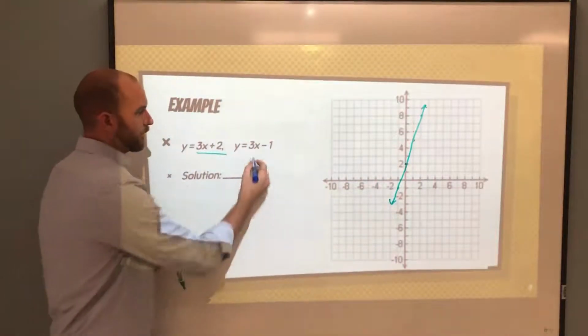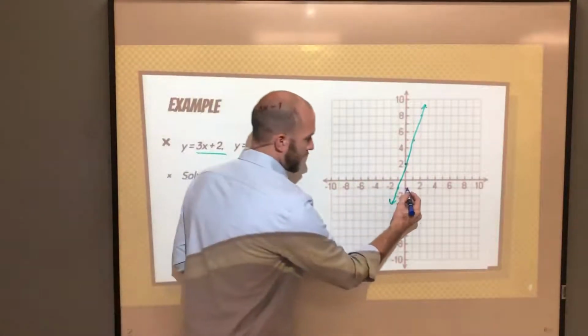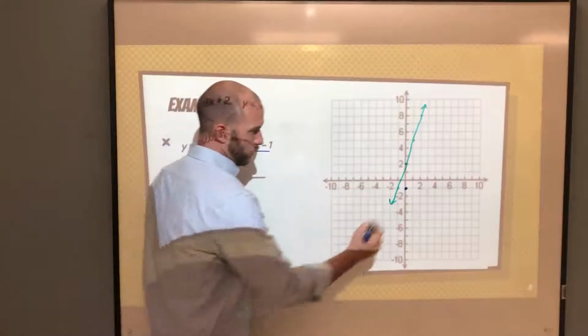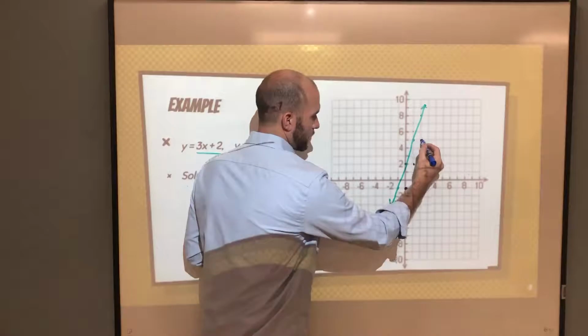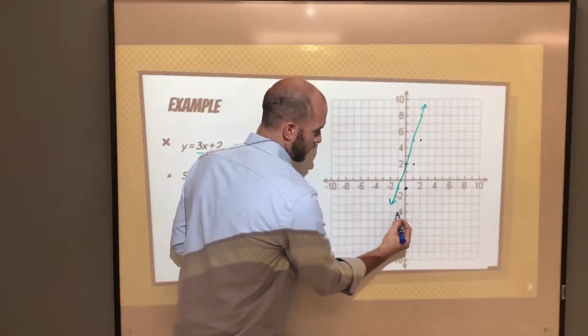And then on the second graph, y equals 3x minus 1. We'll start at minus 1. We'll go up 1, 2, 3, and over 1. We'll go down 1, 2, 3, and over 1.